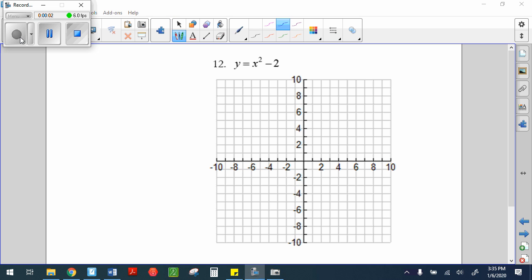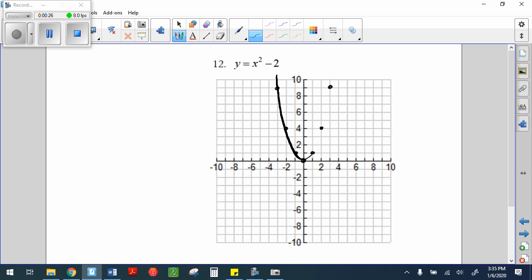Okay, for number 12, we have y equals x squared minus 2. So this is a quadratic graph. Remember that the quadratic parent function starts at 0, 0, also goes to the points 1, 1, negative 1, 1. 2 squared is 4, so it goes to the point 2, comma 4, and negative 2, comma 4.